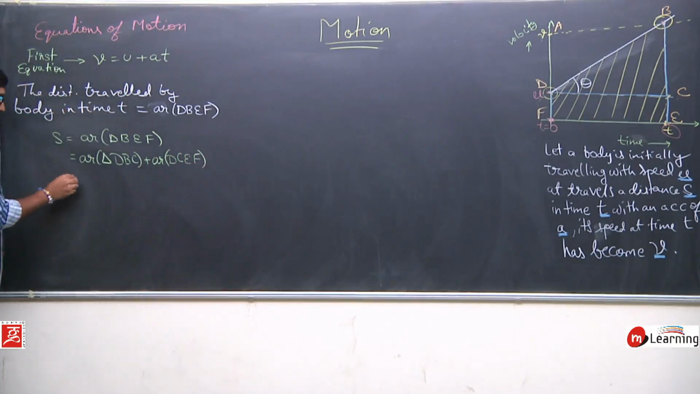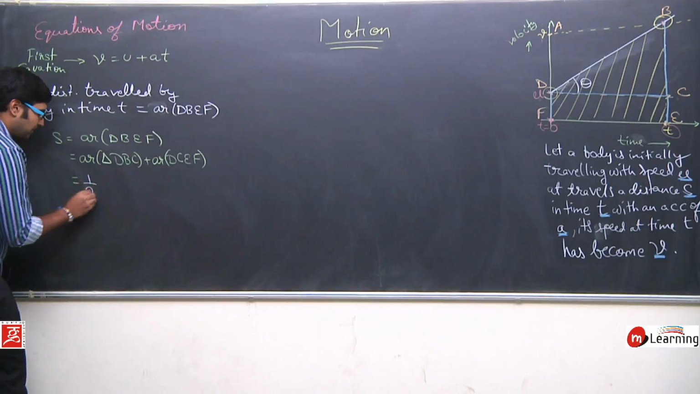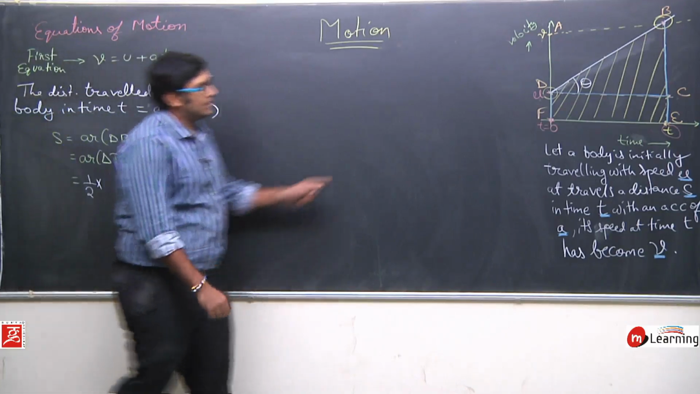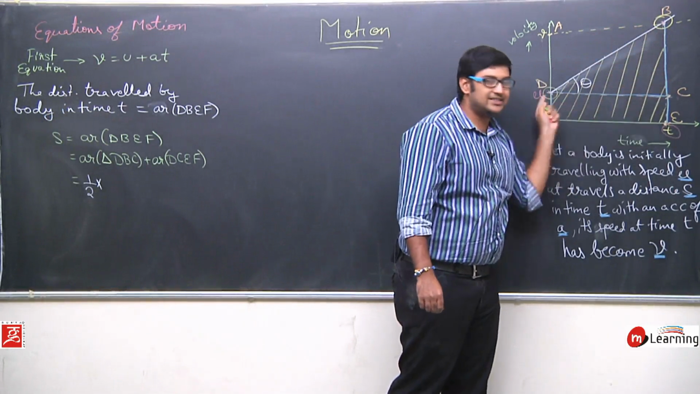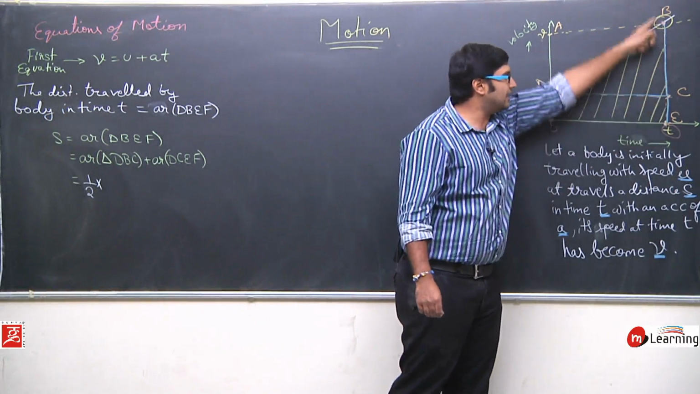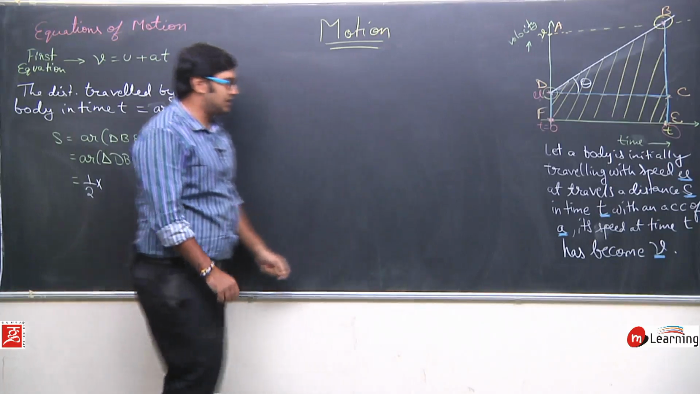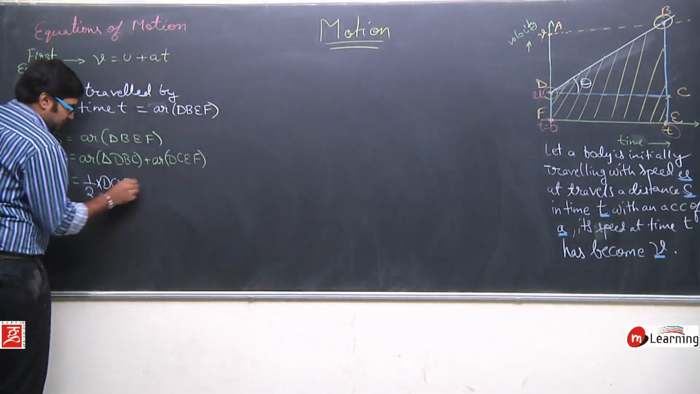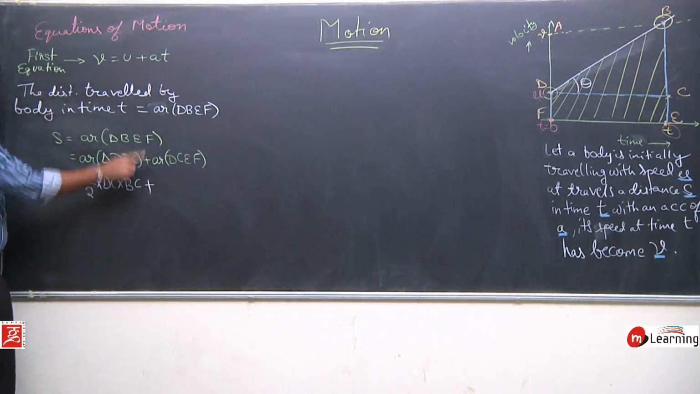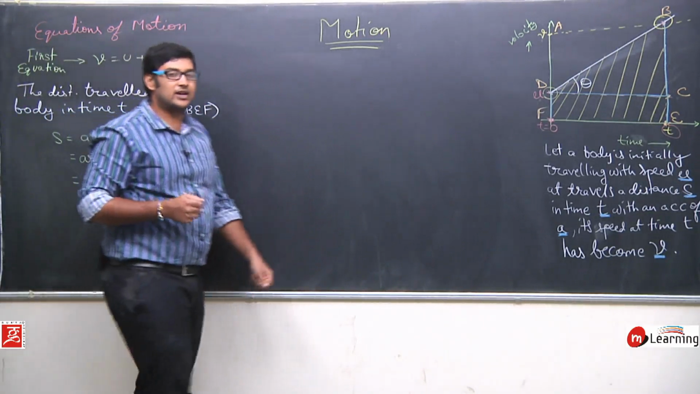Okay. Now what is the area of triangle DBC? It will be equal to half into base. What is the base of triangle DBC? It is DC. DC is the base, and what is the height? Height is BC. So here I can write half into base, DC, into height, BC. So half into base into height represents the area of the triangle.